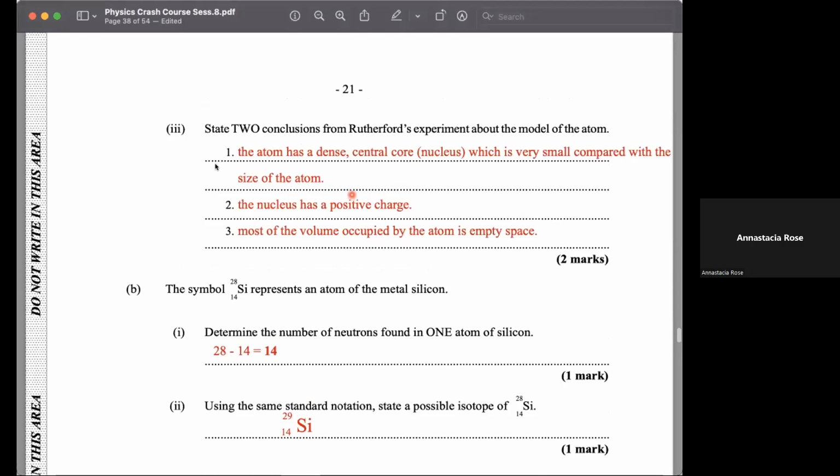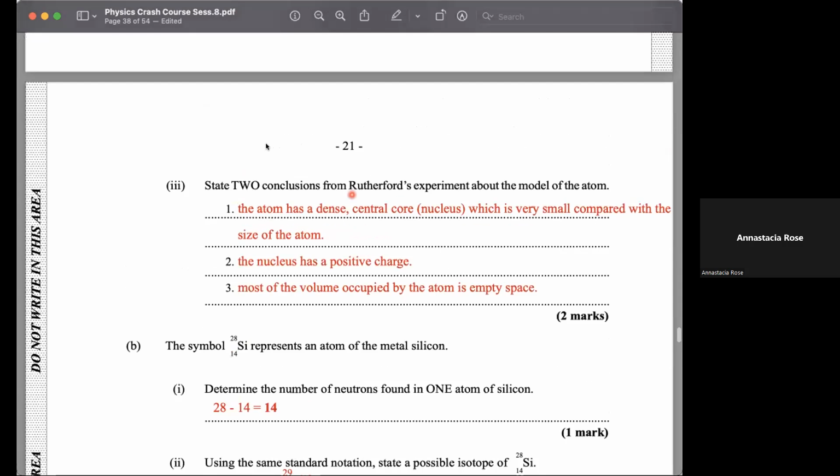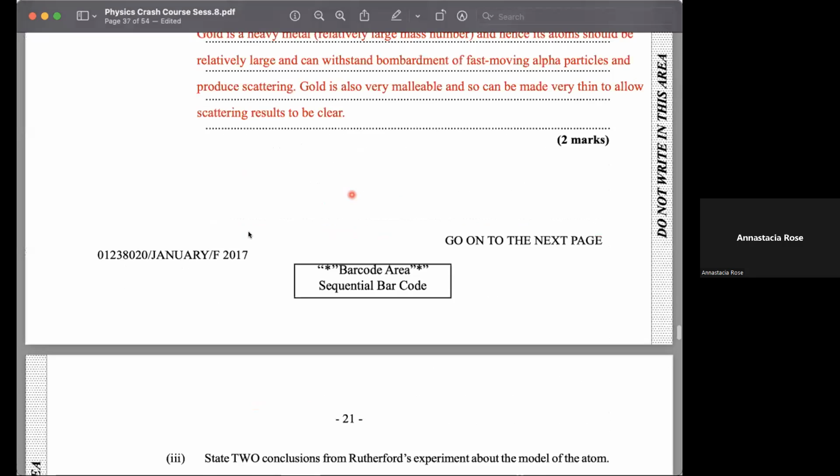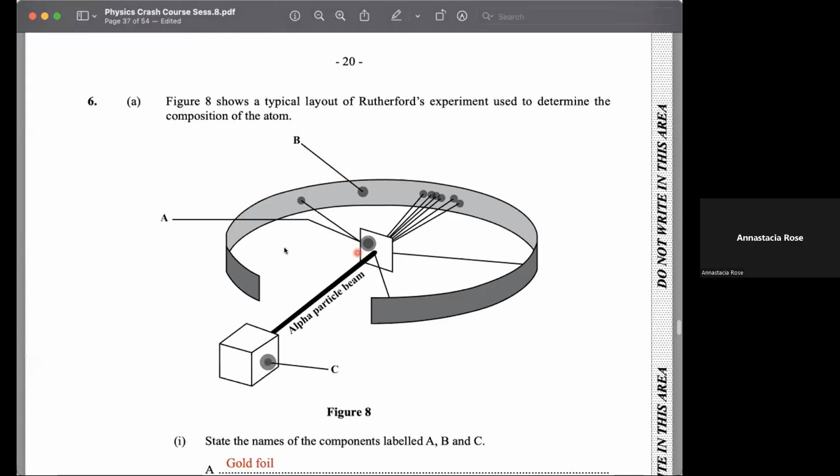Now using the same standard notation, state the isotope of silicon 28. As long as you have the same atom, then the atomic number is 14, and the mass number changes slightly. You can either increase the mass number by 1 or 2, or you can also decrease the mass number.